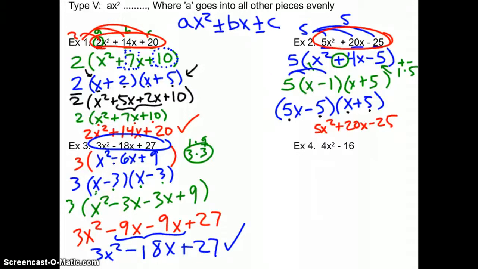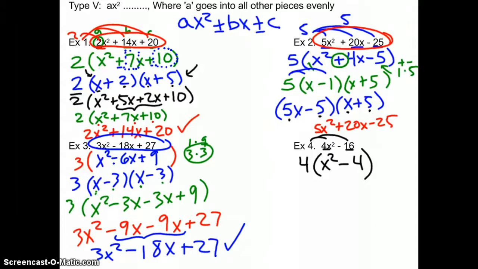Okay, last one. Now we're dealing with a perfect square. This process is the same. I'm looking for a common factor in these two terms, which I believe to be 4. So I'm going to undistribute a 4 out of each term. I'm left with 4x squared divided by 4 is just a single x squared, minus 16 divided by 4. Well, 4 times 4 is 16.